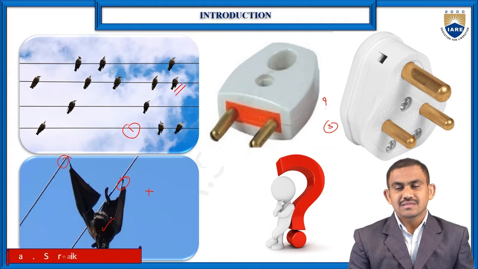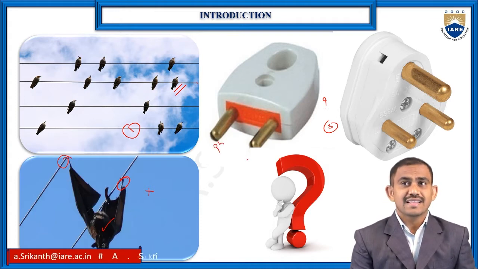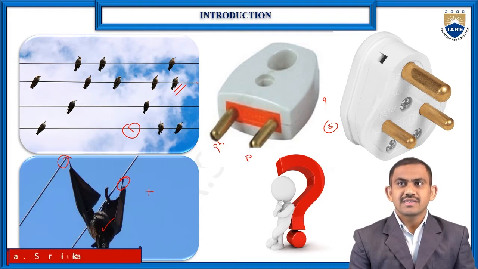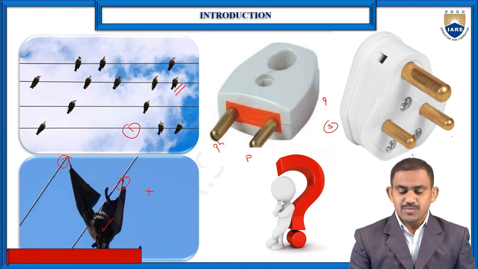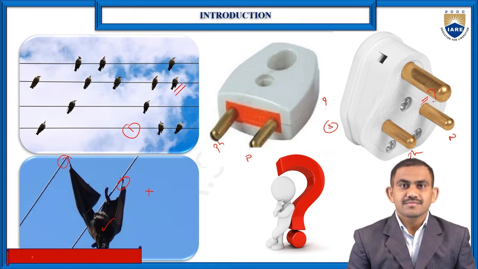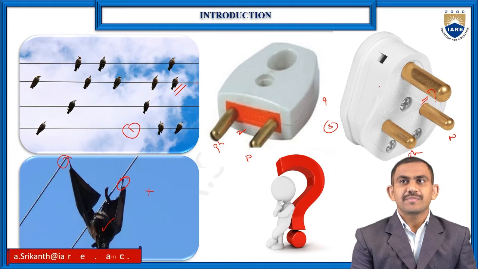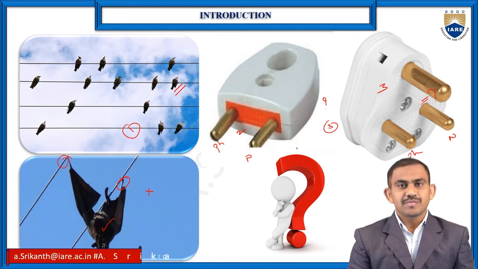Now coming to the third figure. Suppose this is the phase and this is the neutral. And what about this here? There is one more point also. So that is nothing but the earth. So this is a 2-pin plug and this is a 3-pin plug. Which is the better, the 2-pin plug or the 3-pin plug?